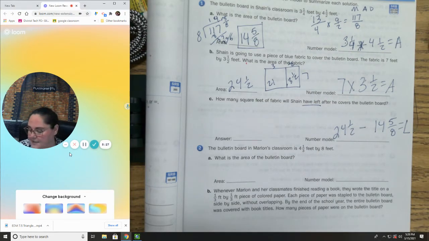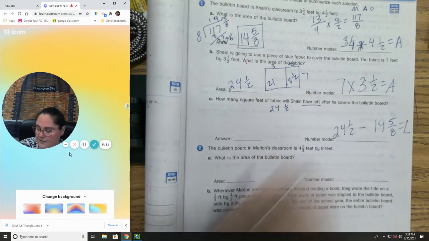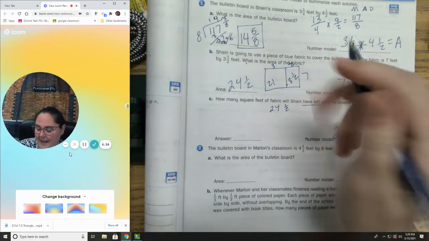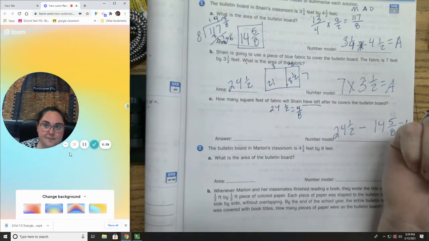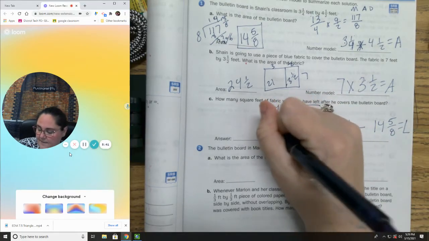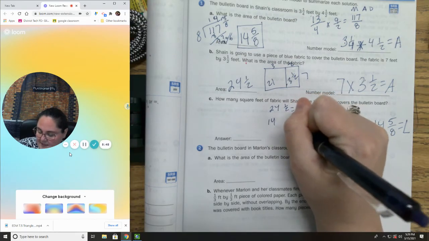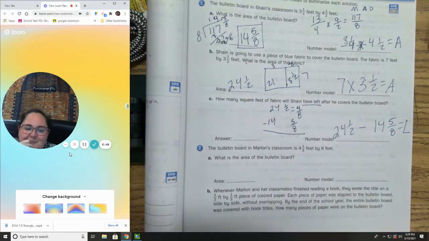Okay, let's do the math. 24.5. Now, if my common denominator has to be 8, I know that 4/8 is half. Minus 14 and 5/8. Subtract it out. What do you got?